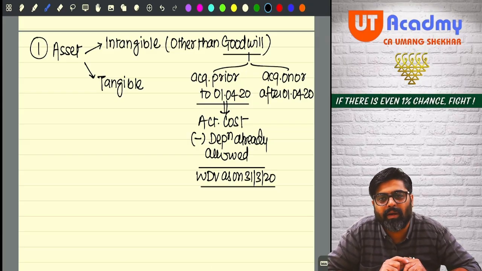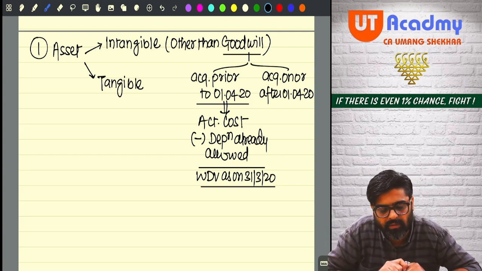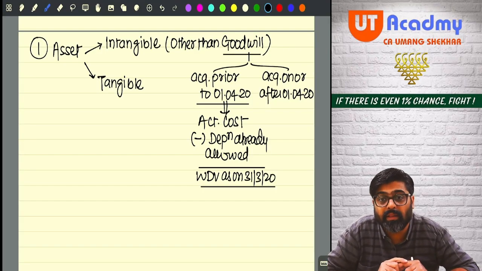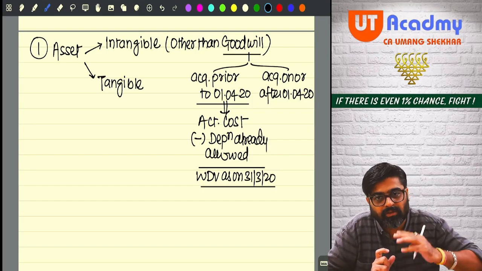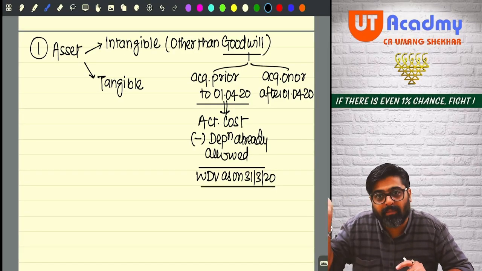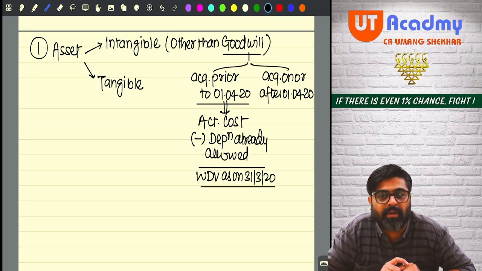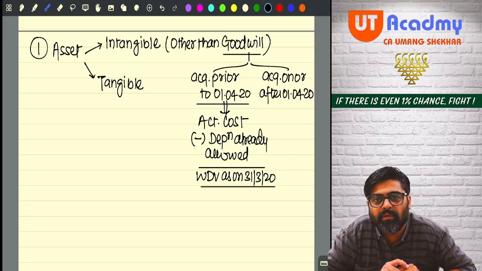So for example, you acquired goodwill in the year 1819. That means you acquired goodwill prior to 1st April 2020. That time it was a specified asset. That time you used to get the depreciation also. And the rate of depreciation on intangible asset was 25%. Yes or no? So you acquired the goodwill for how much? Example, you acquired it for 1 crore.